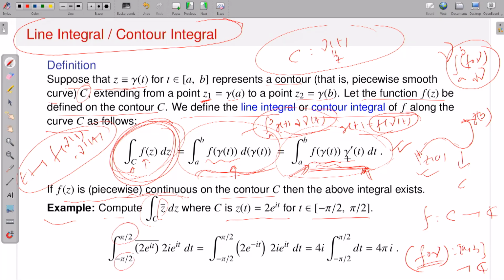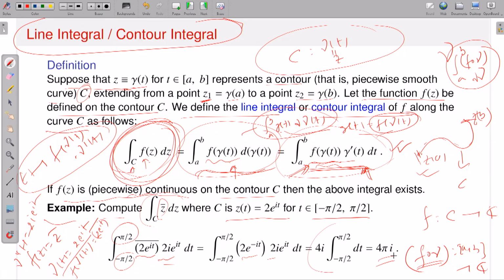Then what is f of gamma t? Your function f of z is equal to z bar, and your gamma t is 2 times e to the power it. So f of gamma t is 2 e to the power it, whole bar. Then gamma prime t is 2 times i times e to the it, and then dt. Now you are in a situation to calculate the Riemann integral. This time we will have 2 times e to the minus it, times 2i e to the it.